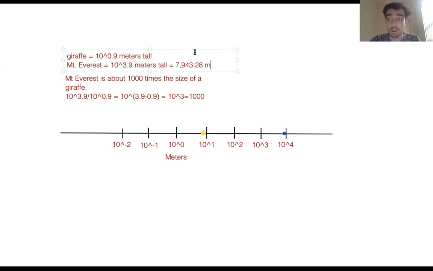But that's how the log scale works. Hopefully that jogged your memory, and hopefully that made sense.